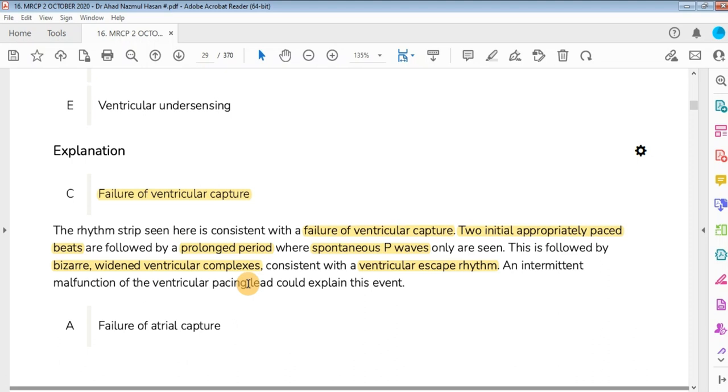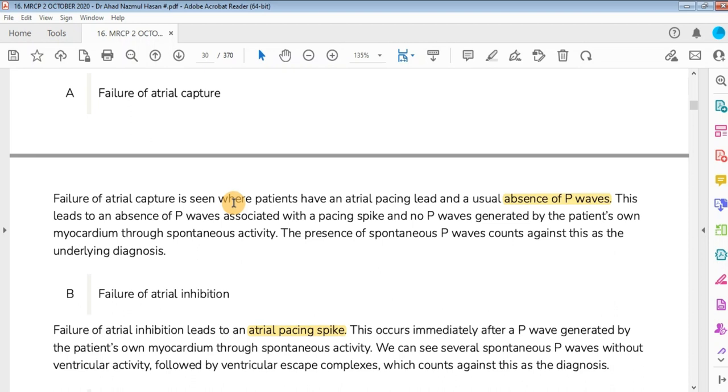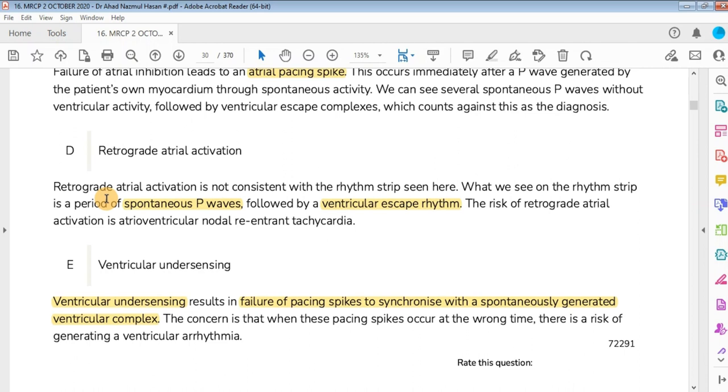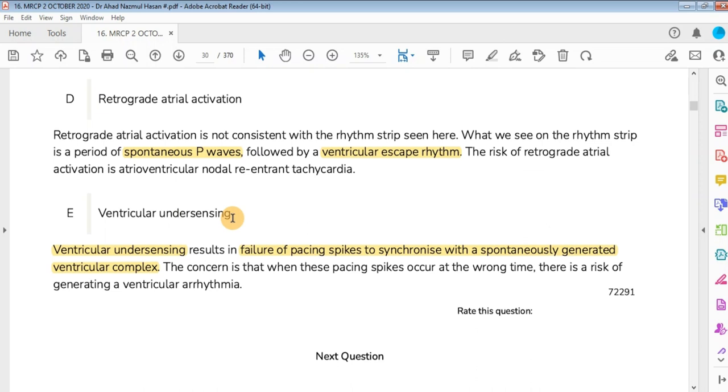Failure of atrial capture is seen when the patient has an atrial pacing lead and there is usual absence of P waves. But here, since the P wave is present, it cannot be failure of atrial capture. Failure of atrial inhibition leads to atrial pacing spikes, but we are getting no pacing spikes here. Retrograde atrial activation is not consistent with the rhythm strip seen here. What we see on the rhythm strip is a period of spontaneous P waves followed by ventricular escape rhythm. The risk of retrograde atrial activation is with atrioventricular dissociation. And ventricular undersensing is usually seen in a patient with permanent pacing, having features of ventricular tachycardia.